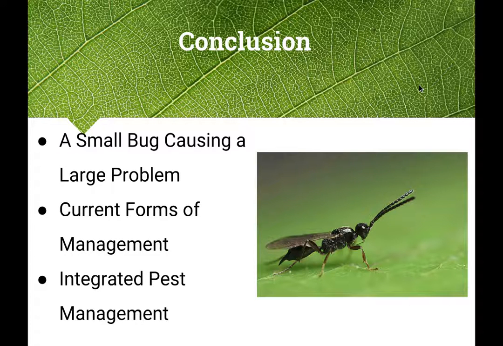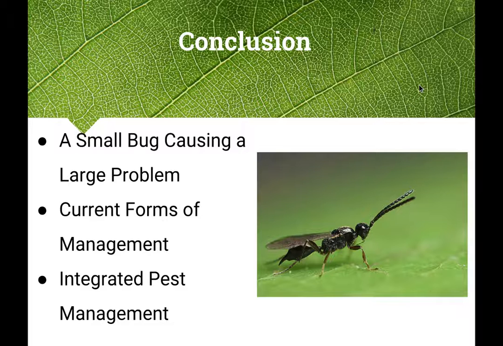In conclusion, the emerald ash borer is a problem that has quickly spread throughout the U.S. and may cause many different problems. It has the potential to do substantial damage to our environment as well as our economy. But there are options for managing this pest that are beginning to come into play.